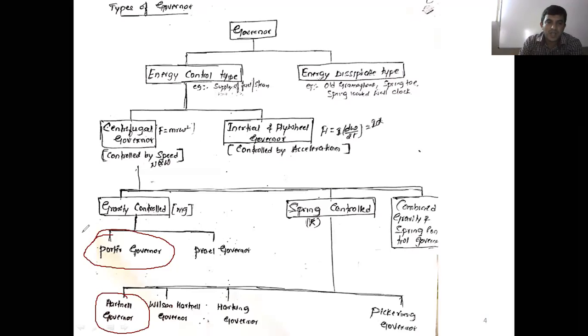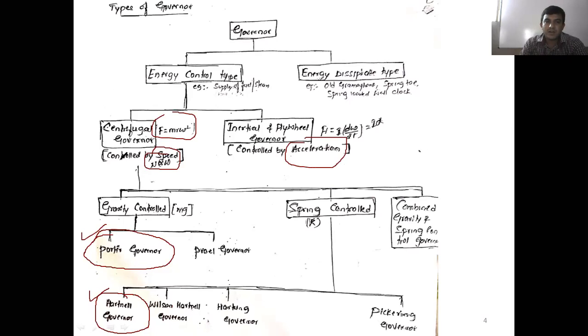For your syllabus, you have one, the Porter governor, and another one, the Hartnell governor. So governors are classified based on whether the energy is controlled or energy dissipated. If it is energy control, meaning supply of fuel or steam or water, how do you control that energy? How do you control the supply of the fuel, steam or water? Whether it may be centrifugal type, due to centrifugal force, due to rotation, due to angular velocity or angular speed, that is called the centrifugal governor. Or if it is controlled by acceleration, then it is called the inertia flywheel governor.